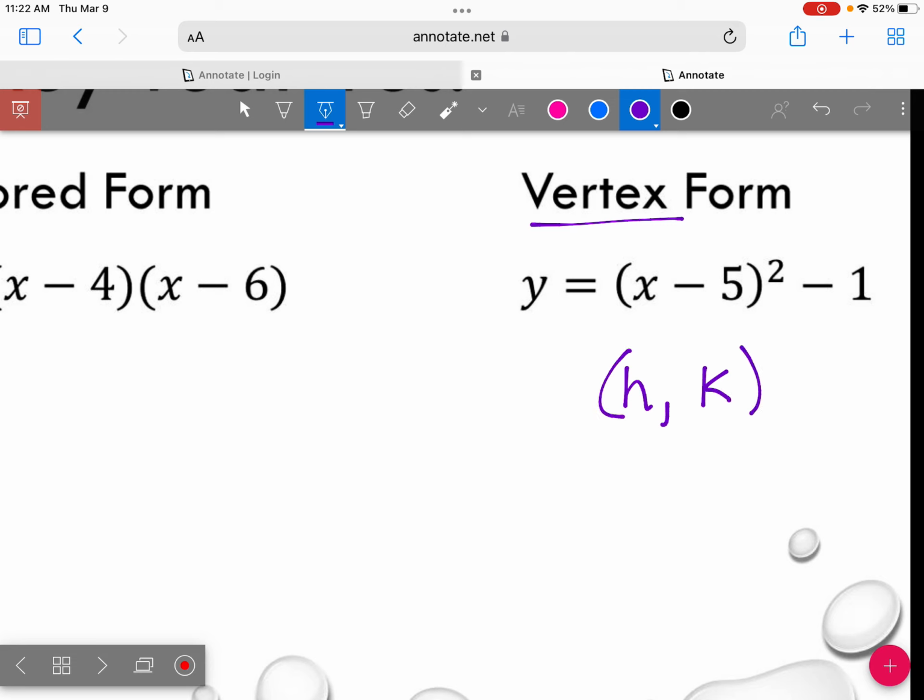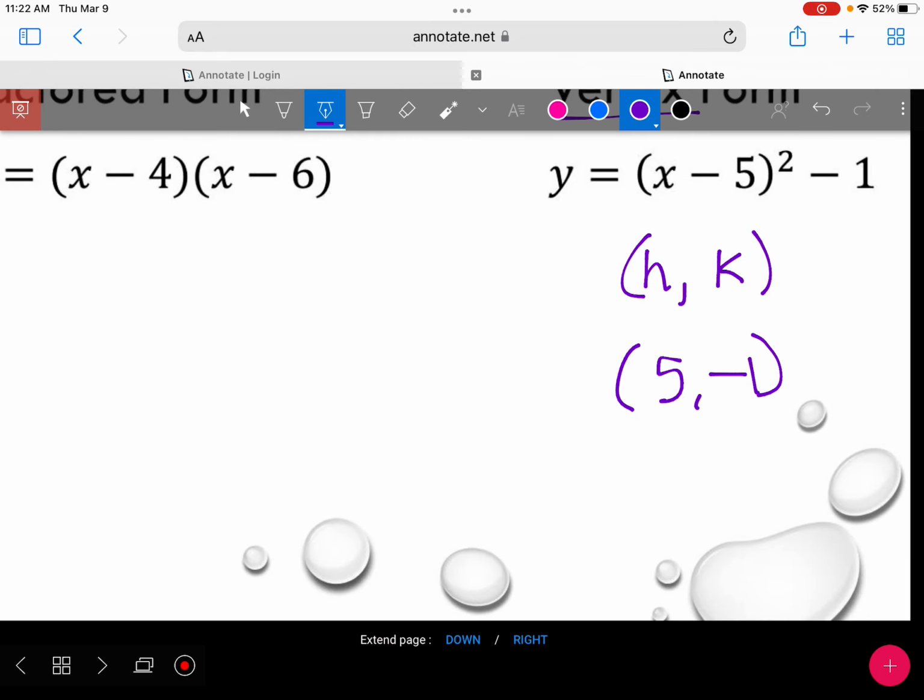So specifically, this one's vertex is where? 5, -1. Is this a happy face or a frowny face parabola? Right, up or down? Up. So from this equation alone, I could tell you, all right, there's my vertex. It's going to be up face. It's going to look kind of like that. I can give you a little bitty sketch. From here, I know this guy's at (5, -1).